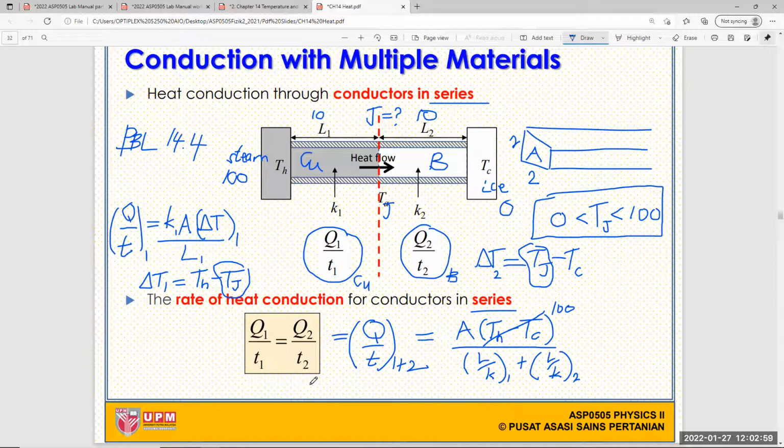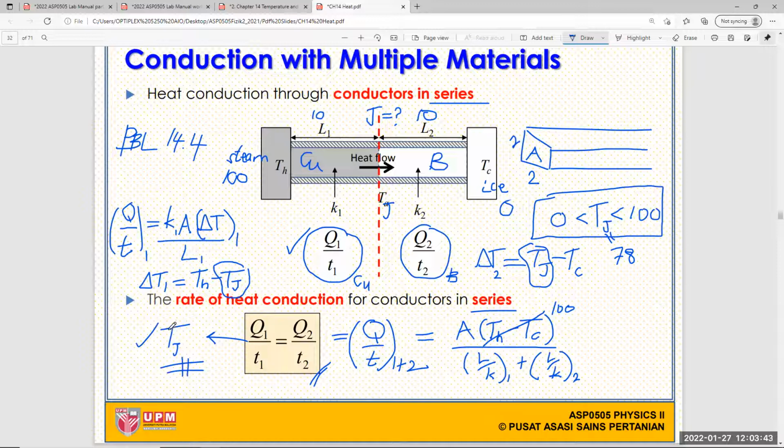I want everybody to tackle this one, the one in the box here, so that you'll be able to get your TJ. As in your module, you get the answer there, 78, right? You need to show first this one: Q1 over T1, put in all the values. You have the term TJ, the unknown. Then you put all the values for brass, and you'll be able to get your TJ.